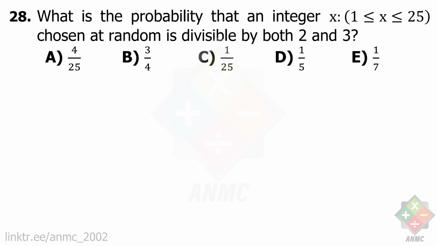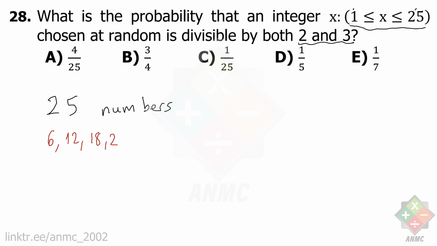How many numbers are there in this interval? There are 25 numbers, from 1 to 25. And we are requested for numbers divisible by 2 and 3 at the same time. Who are they? They are 6, 12, 18 and 24. There are 4 numbers. According to the probability function, 4 over 25 is our result. The answer is A.